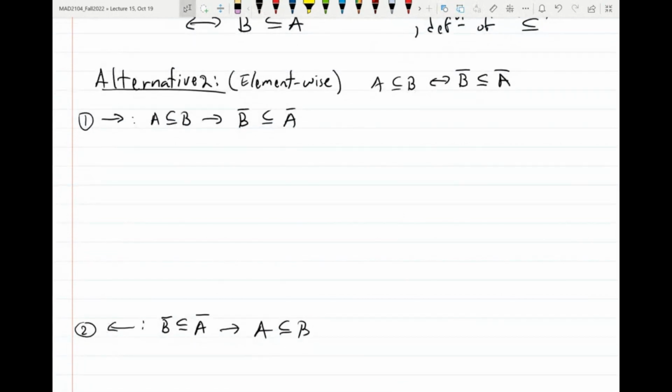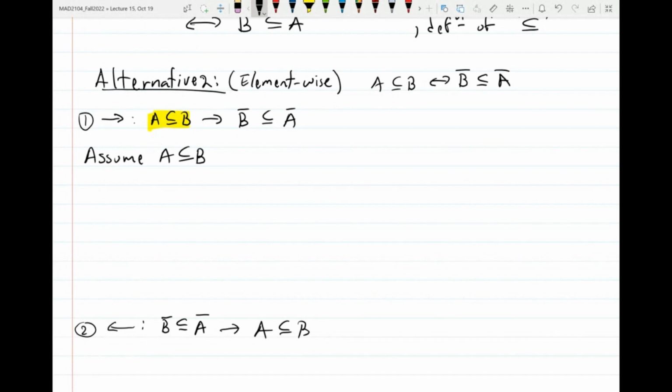Okay, let's focus on the first one. I want to show that if A is a subset of B, then B complement is a subset of A complement. How do we go about proving statements of this form? It's always the same. Assume P, and you prove Q. So let us start by saying, let's assume that A is a subset of B. We're going to use this somehow.